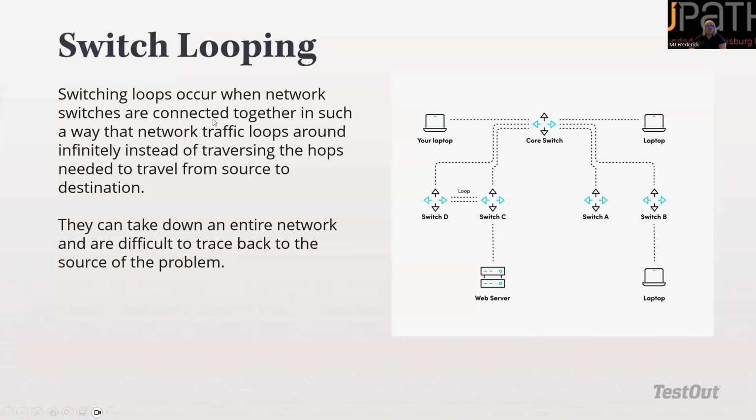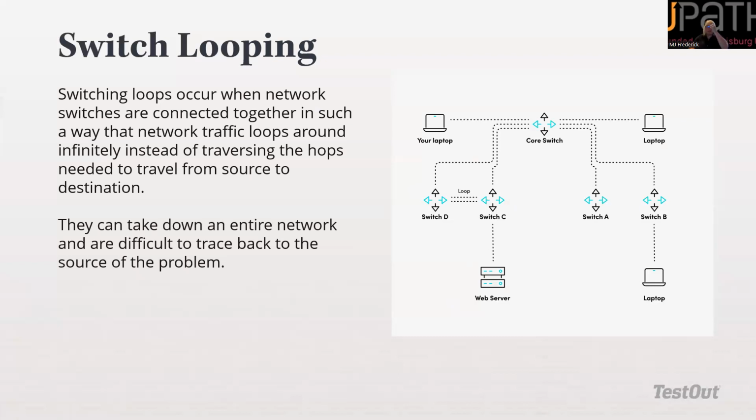But here it's just indefinitely looping. It doesn't make its destination. So it can take down your entire network. And it's very difficult to trace back to where it originally originated from. So we've got 4 switches here, a couple of laptops, and a web server, and you see there is a loop that is continually going around between switch B and C, which is wreaking havoc because the network traffic is not going the way it's supposed to be going.